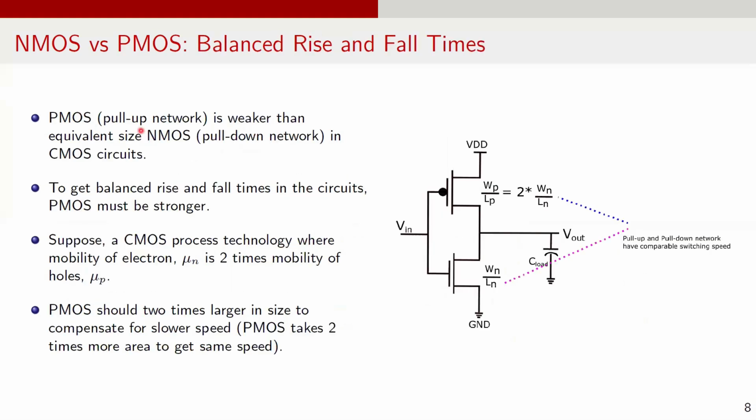Now let's find out how to get a balanced rise and fall time in design. We know that the PMOS used for pull-up network is weaker than the equivalent sized NMOS used in pull-down network. In order to get a balanced rise and fall time, PMOS must be stronger. Suppose a CMOS process technology where the mobility of electrons mu n is 2 times the mobility of holes mu p. For this case, we make PMOS 2 times larger in size compared to NMOS to compensate for slower switching and get balanced rise and fall times at the output. However, this increases area and capacitance for PMOS and overall design.